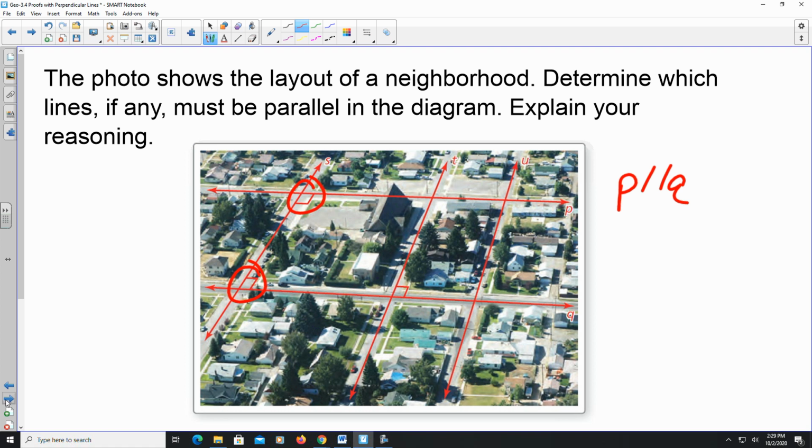Also, lines S and T are both perpendicular to Q. If you notice here, I've got the right angle here and the right angle here, so those two are both perpendicular. So by the lines perpendicular to a transversal theorem, I can then say that S is parallel to T. From the diagram, those two pairs of lines I can prove are parallel. So P is parallel to Q and S is parallel to T through that explanation.